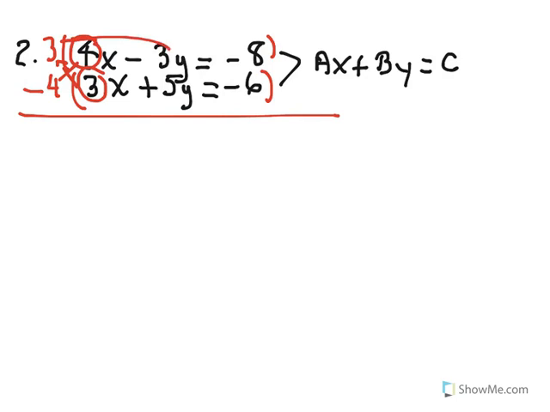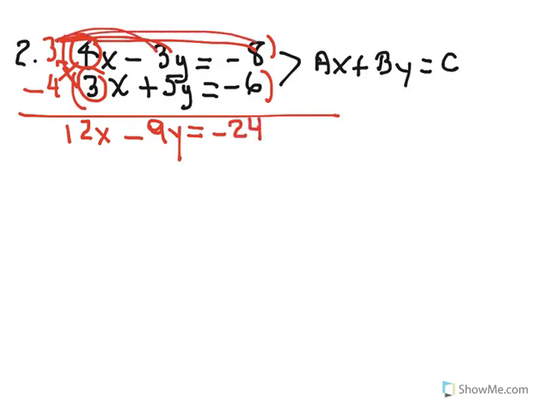Now, remember that you're multiplying the whole equation. So what I get here is 3 times 4, rather, is 12x minus 3 times 3 is 9y equals negative 24. Remember, you're multiplying everybody by 3. And then at the bottom, I have negative 12x, right? I'm multiplying by the negative 4, negative 20y equals, this is going to be also multiplied by negative 4. I get negative 4 times negative 6, which is positive 24.